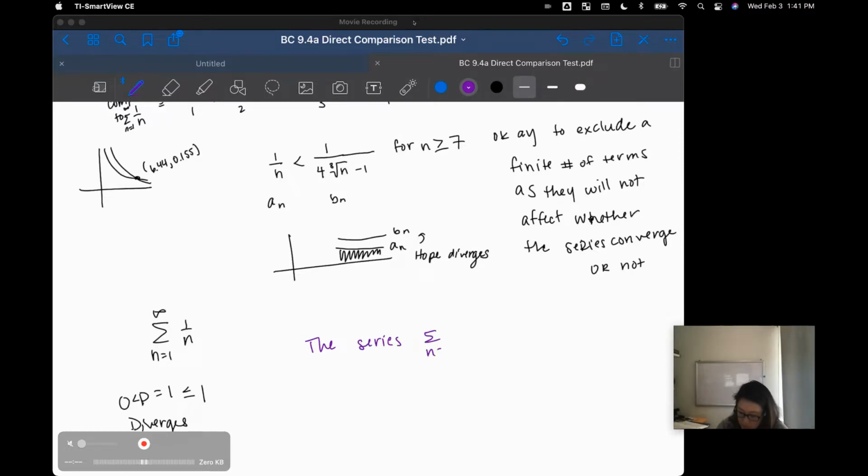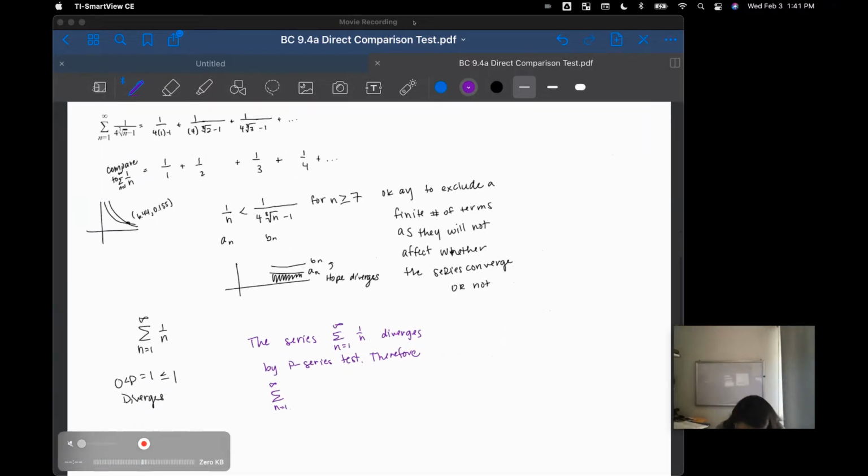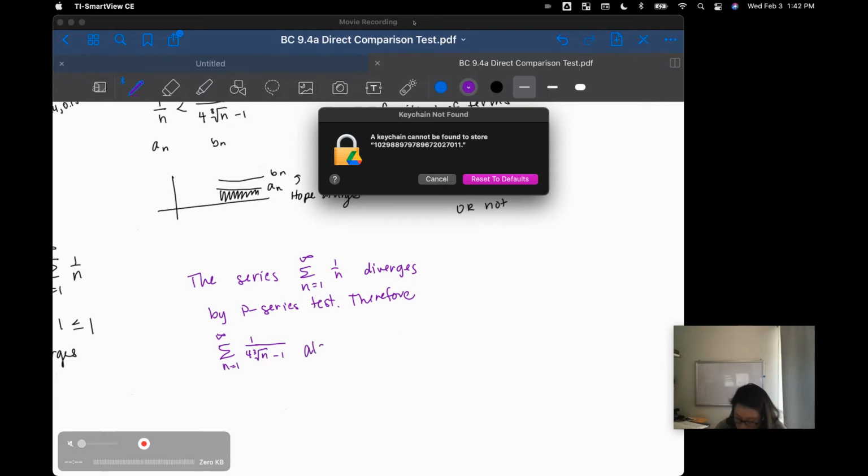Okay, so in the end, we know that the series, the harmonic series, 1 over n, diverges by p-series test. And therefore, the sum from n equals 1 to infinity of 1 over 4 times the cube root of n minus 1 will also diverge by direct comparison test.